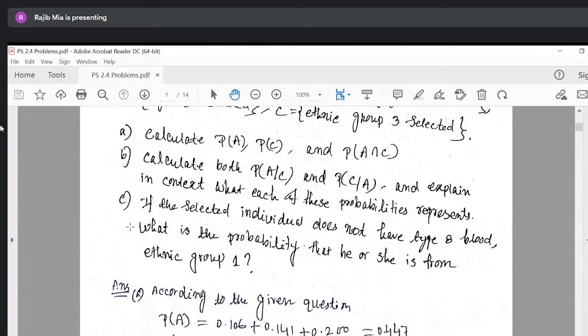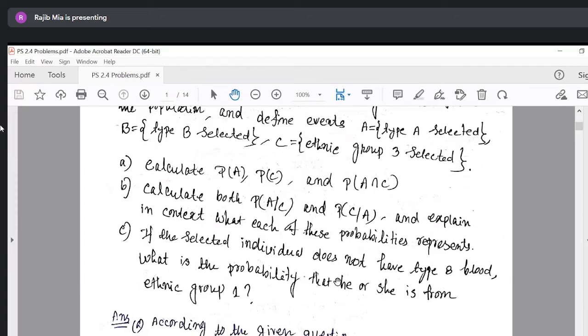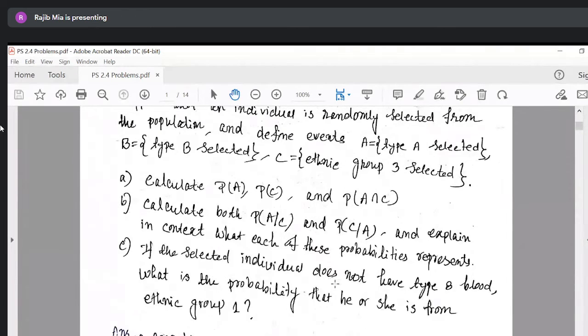Next, part C: if the selected individual does not have type B blood, then what is the probability that he or she is from ethnic group 1? Can you say what probability you have to find here? Probability of what? B dash, intersection, ethnic group 1.